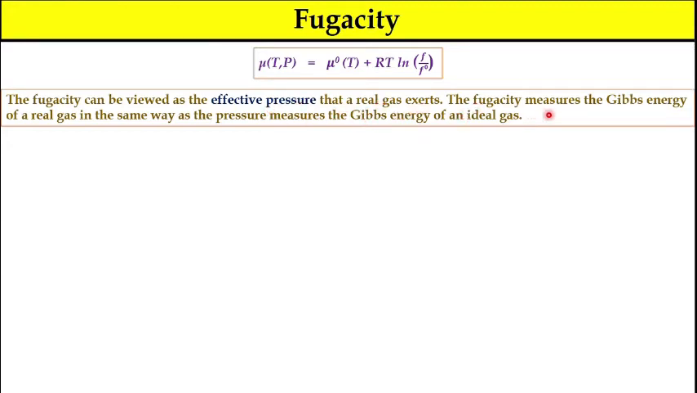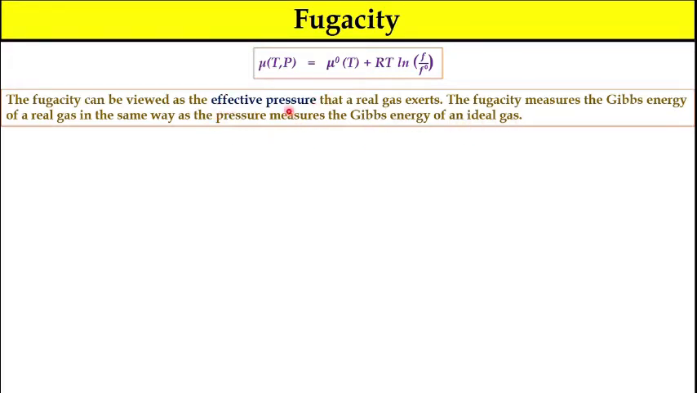The fugacity measures the Gibbs free energy of a real gas in the same way as the pressure measures the Gibbs free energy of an ideal gas. So it is similar to P. In the case of a real gas, you have to write f, and in the case of an ideal gas, you have to write P. That's why fugacity measures the Gibbs free energy of a real gas in the same way the pressure measures the Gibbs free energy of an ideal gas.